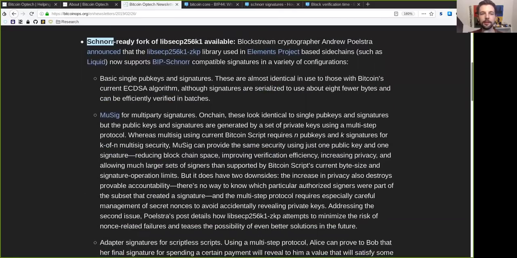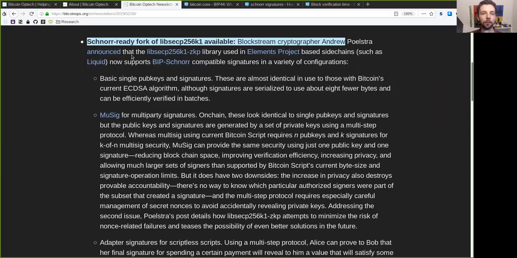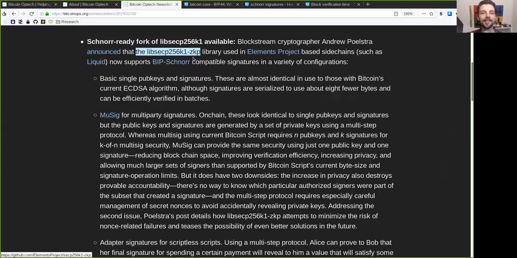News: Schnorr-ready fork of libsecp256k1 is now available. Blockstream cryptographer Andrew Poelstra announced that the libsecp256k1-zkp library used in Elements project-based sidechains, such as Liquid, now supports BIP-Schnorr compatible signatures in a variety of configurations. The first is the basic single pubkey and signature. These are almost identical in use to those with Bitcoin's current ECDSA algorithm, although signatures are serialized to use about 8 fewer bytes and can be efficiently verified in batches.